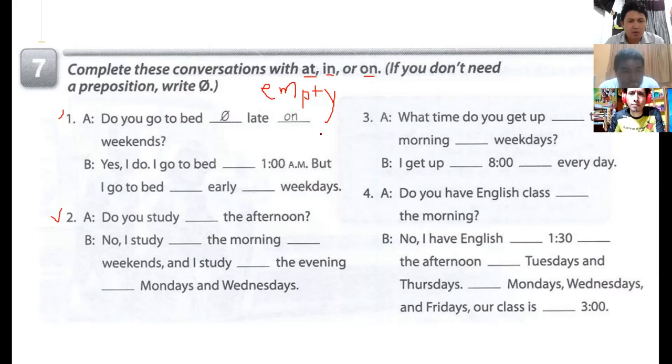Yeah, you can say go to bed early on weekdays. Yeah, that's okay. If you want to emphasize something, you have to say very or something like that. Or you just leave it like that. No dice nada más. Okay? It's up to you. All right?